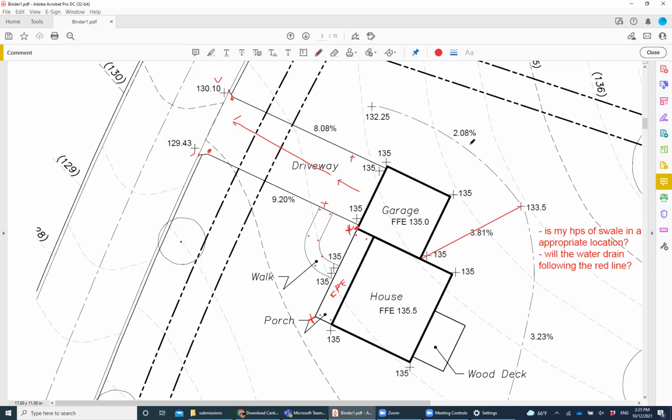You still need to say porch FFE 135.50. Then you don't need this. You don't need that one. If you have an FFE, you don't need those 4. All those 4 you wouldn't need because it's flat. So it's either this or those 4 spots.